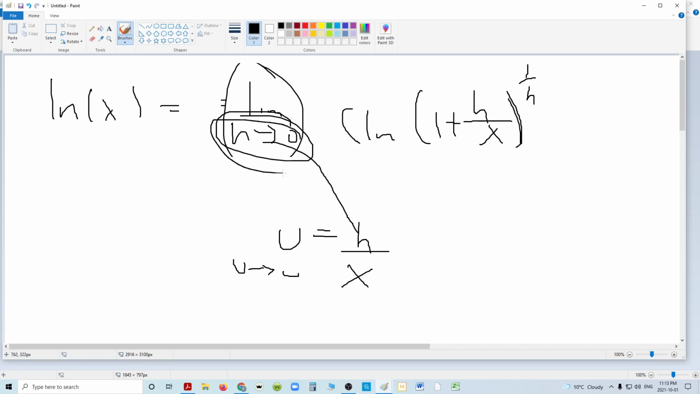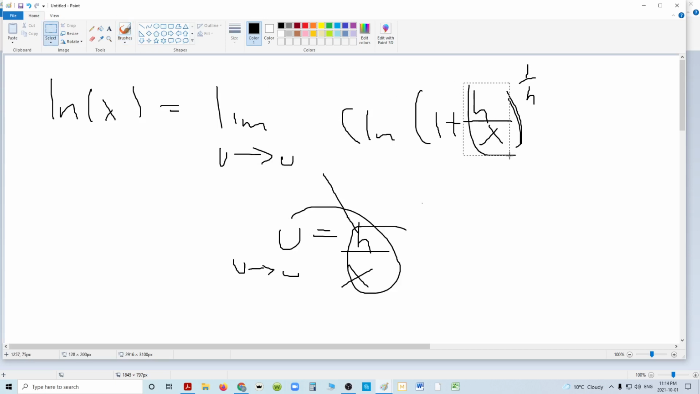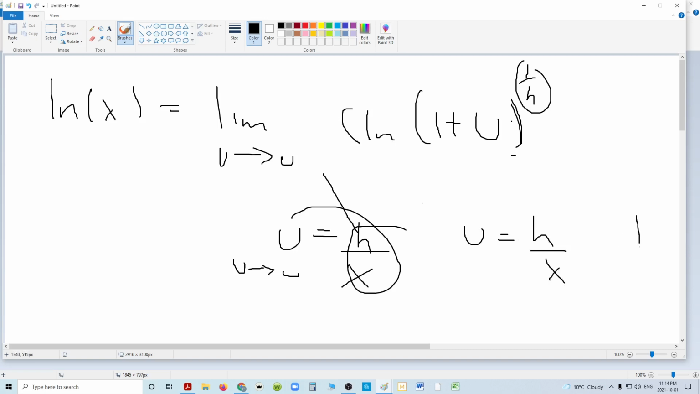So if we're going to replace all of my h's with u, u is also approaching 0 because I can see its relationship here. Well, that's good. Let's just take this h over x and replace it with u. That makes my life a little easier. And what about this 1 over h here? I don't have a good replacement for it. I have u is equal to h over x. How do I get 1 over h is equal to something from this?